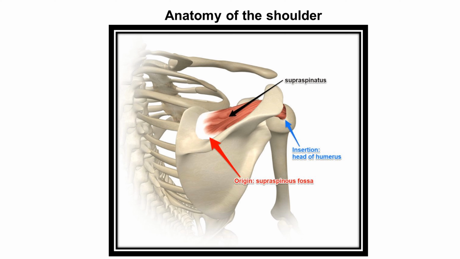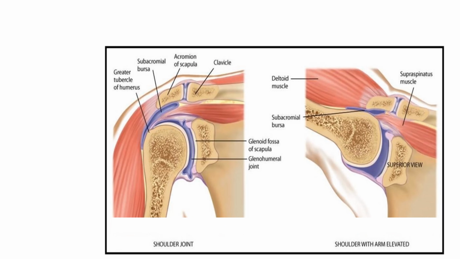This is another view from above. Please pay attention to the space between the acromion and the head of the humerus. This space is very narrow, and through this space runs the tendon of the supraspinatus muscle.